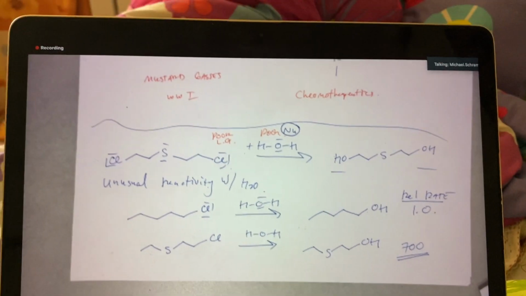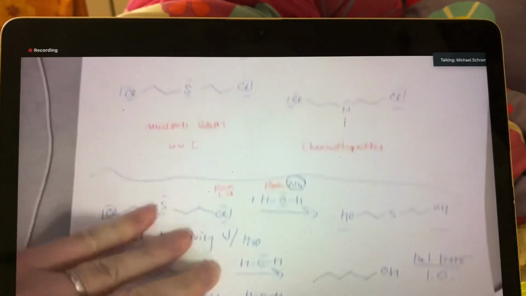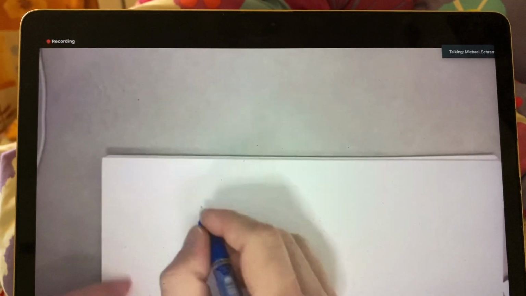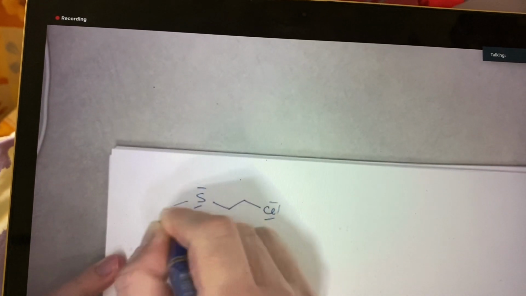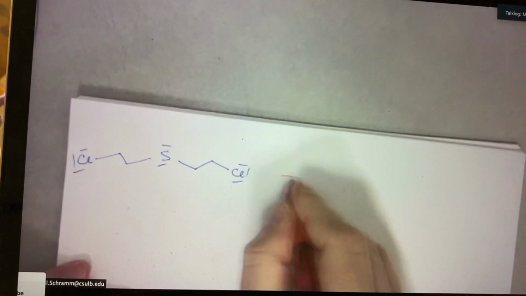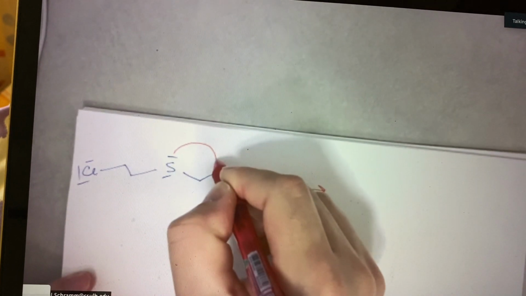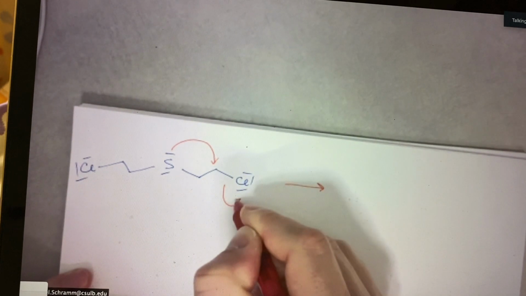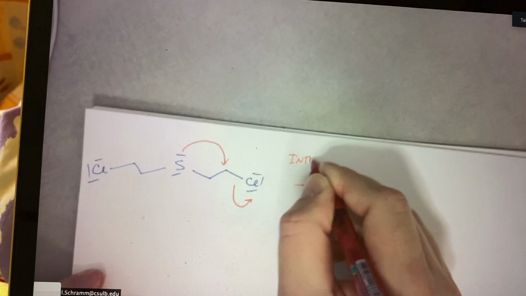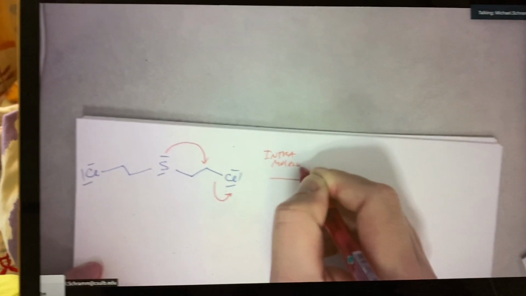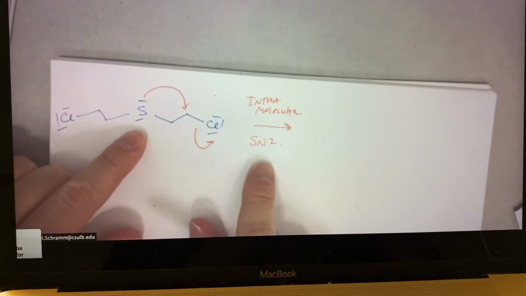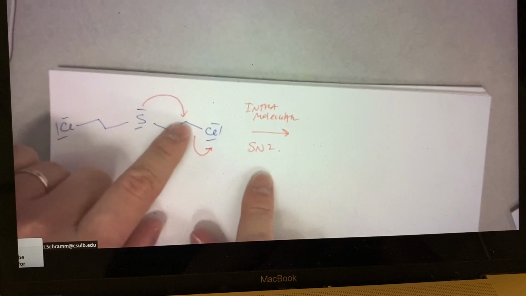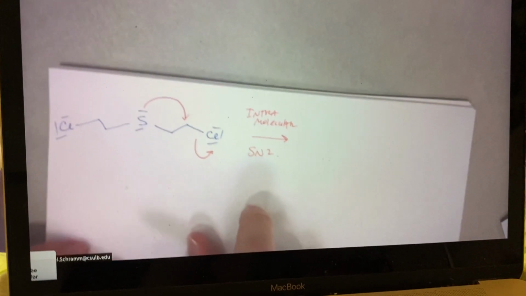What happens with these compounds and why they have such unusual reactivity is the following. These mustard gases were discovered to react internally with themselves by SN2 reaction. So this is an intramolecular SN2 reaction. This is exactly like the reactions we were just doing with epoxides or with nitrogen attacking a carbon with a bromine group. Exactly the same thing.